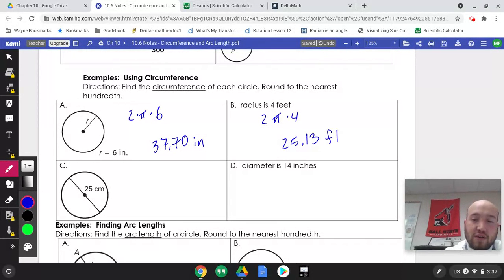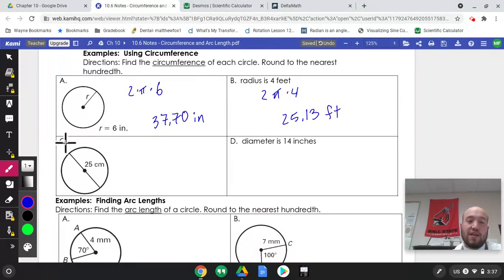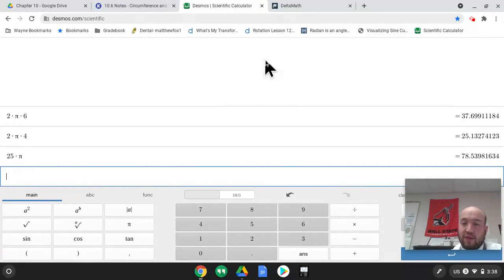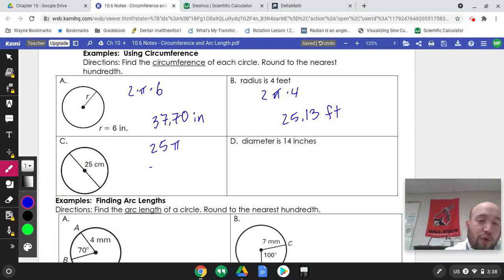That one's feet. Our next one is, instead of the radius, they gave us the diameter. You know that 2 times the radius is the same as the diameter, so we can just take the diameter times pi. So 25 times pi is 78.539, which rounds up to 78.54.